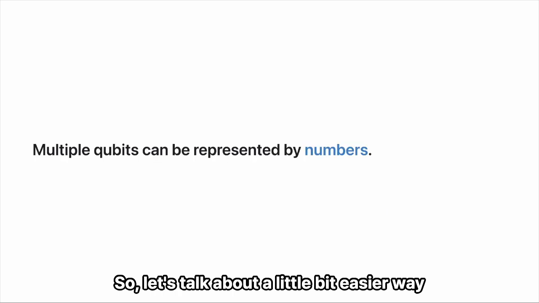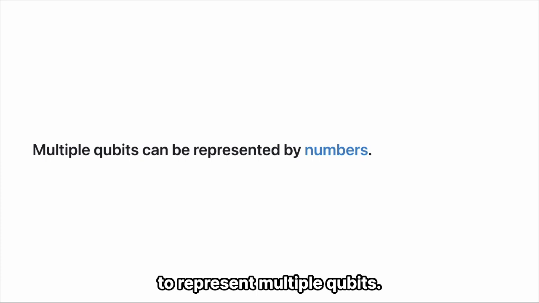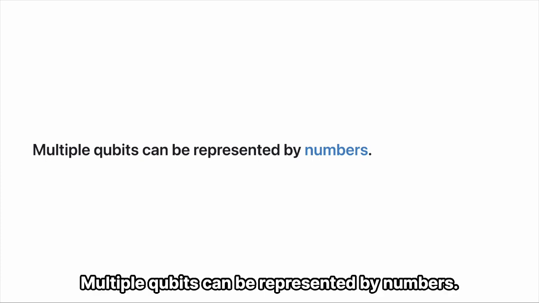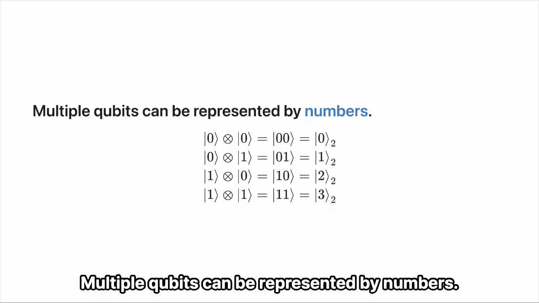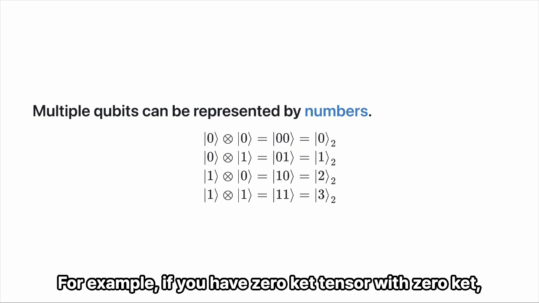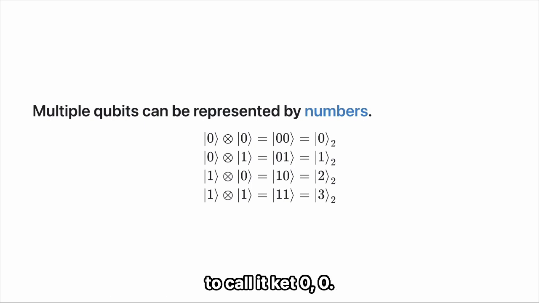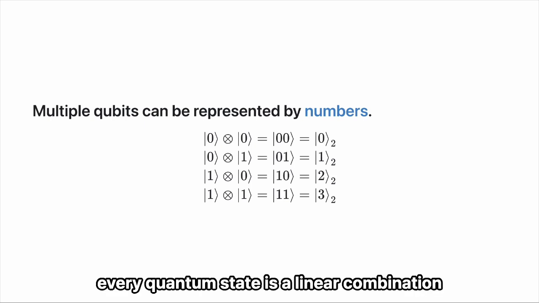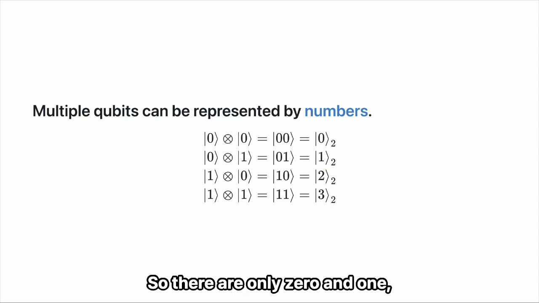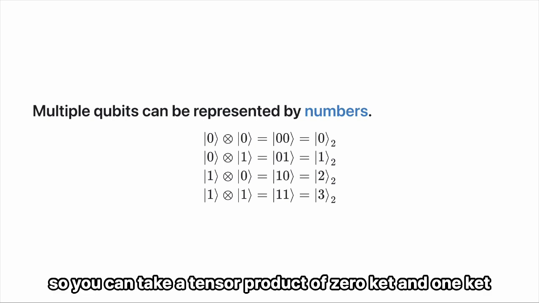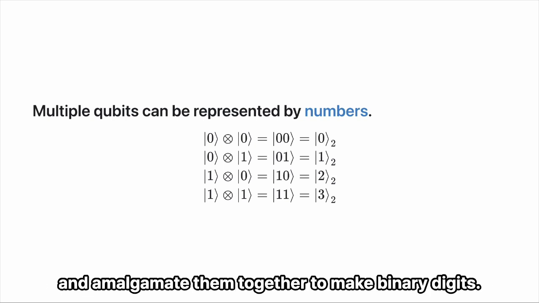So let's talk about a slightly easier way to represent multiple qubits. Multiple qubits can be represented by numbers. For example, if you have ket 0 tensor ket 0, you can simply put these two zeros together and call it ket 0, 0. As I mentioned before, every quantum state is a linear combination of ket 0 and ket 1, so there are only 0 and 1. So you can take a tensor product of ket 0 and ket 1 and amalgamate them together to make binary digits.